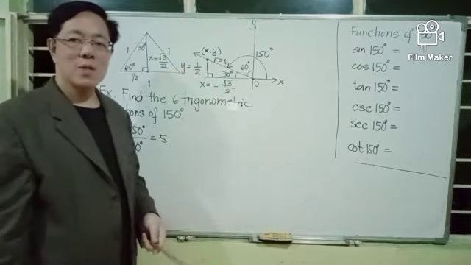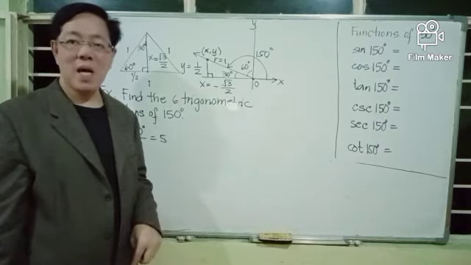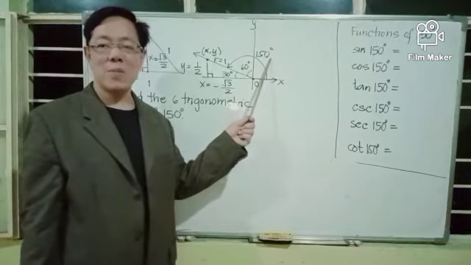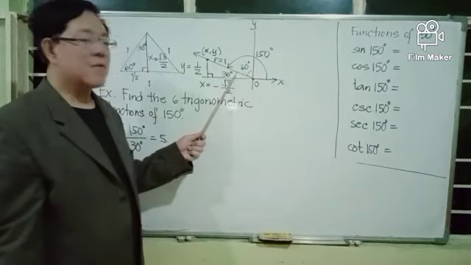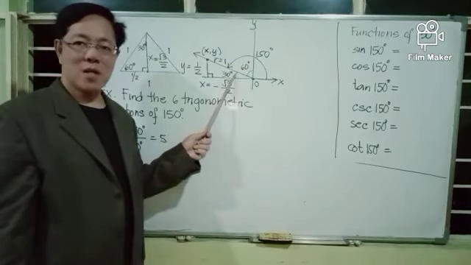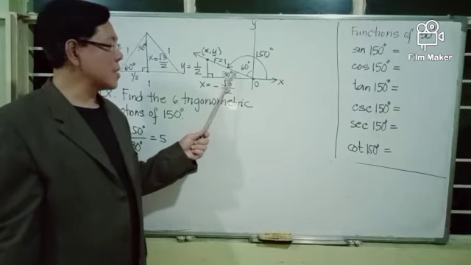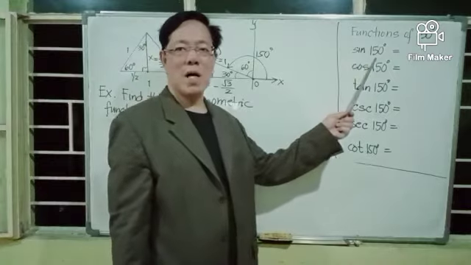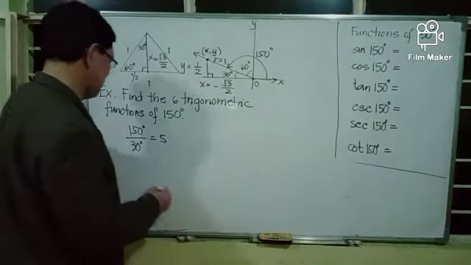Now we are ready to find the values of the 6 trigonometric functions of the given angle 150 degrees in terms of the trigonometric functions of the special angle 30 degrees. And we start with sine of 150 degrees.